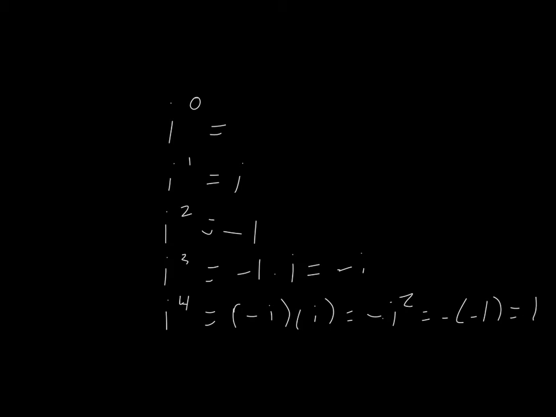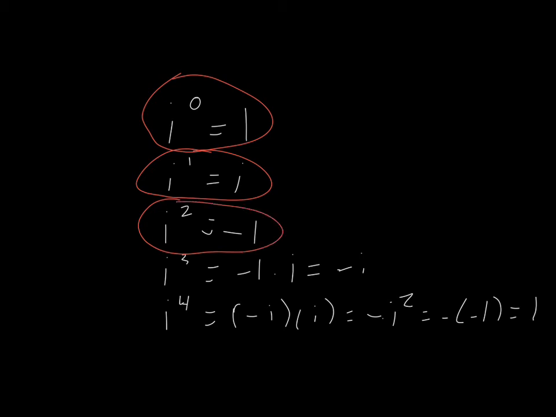Now, let's go backwards. i to the 0 power. Hopefully you remember that anything to the 0 power equals 1. Now, I want to highlight these in different colors here. Okay, let's do red. i to the 0 equals 1. i to the first equals i, i to the second equals -1, i to the third equals -i, and i to the fourth equals 1.